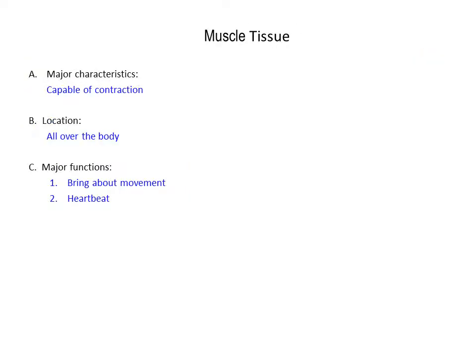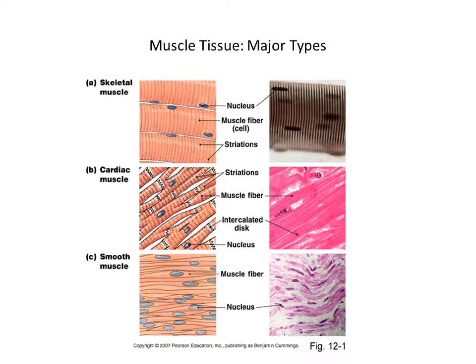Muscle, we will grill you again and again, be able to identify all three types of muscle. So the major characteristic is it's capable of contraction. It gives us movement. That's its purpose. You find it all over, either in skeletal muscle, in blood vessels, making your gut move, and so forth. And please refer to this slide early and often. It gives us the major distinctions between the three types of muscles. There are skeletal muscle, smooth muscle, and cardiac muscle.